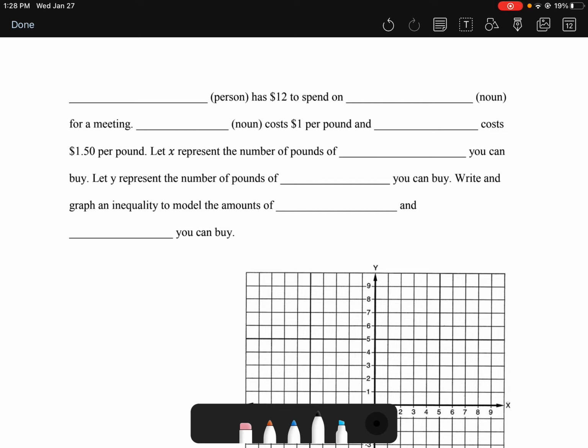Mad Lib word problems. A person, I'm just going to go ahead and say Mr. Bond. A noun, cows. Another noun, pizza. And then I needed one more noun, calculators. Food and calculators and cows is what's on my mind.